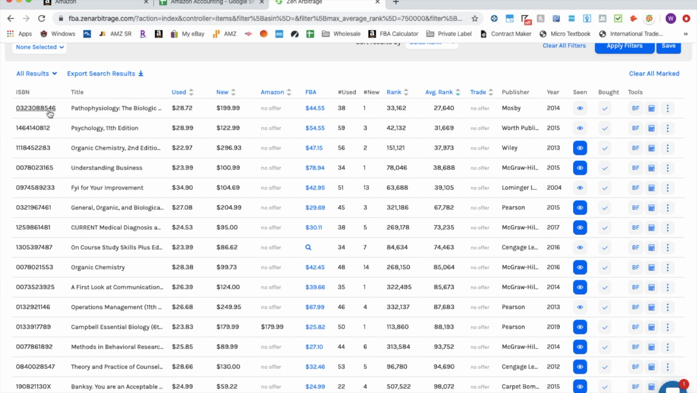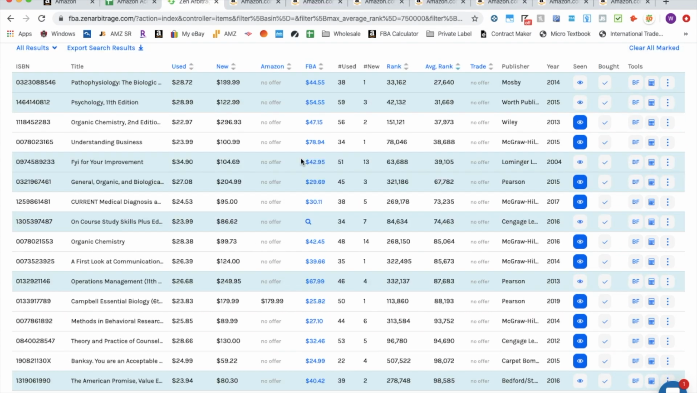Right now I'm going to press Command and then click the ISBN on Mac, and on Windows I think you hold Control and then just click the ISBN number, and that's going to open up these new tabs. Alright, now that those tabs have loaded up, let's go ahead and jump right into it.